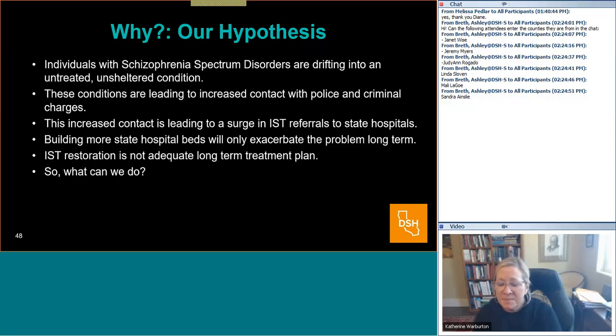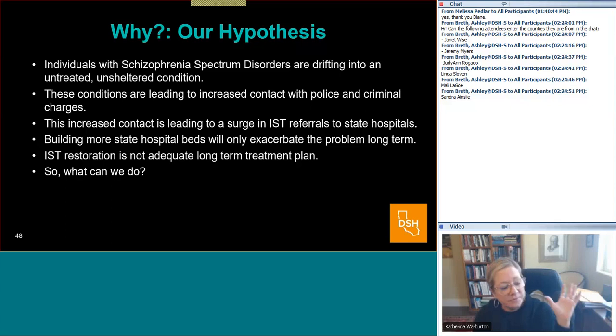Building more state hospital beds is only going to exacerbate the problem long term. I would harken back to my initial slide. We have one of those dark humor jokes in state hospitals, a field of dreams: if you build it, they will come. But when you build out mental health capacity on the wrong side of a felony, this is what happens. You have more and more people getting arrested as the patient population diffuses towards the treatment. IST restoration is not adequate long-term treatment planning. This is a very, very important point.